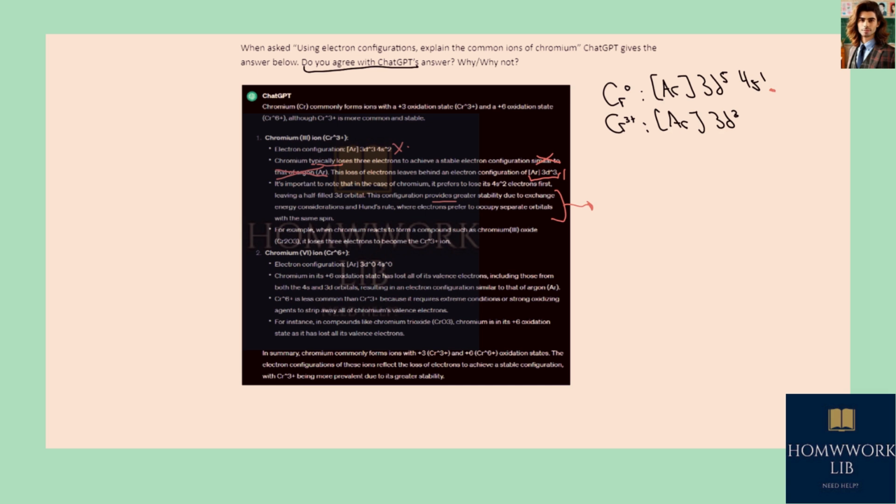Actually, in chromium 3 plus, we're going to avoid completely that problem because we're going to only have 3d electrons. So over here, that makes no sense. And then an example of a compound with a chromium 3 plus ion, that is okay. Now for chromium 6 plus, let me redact this part.